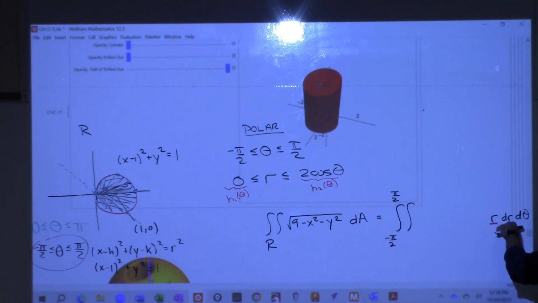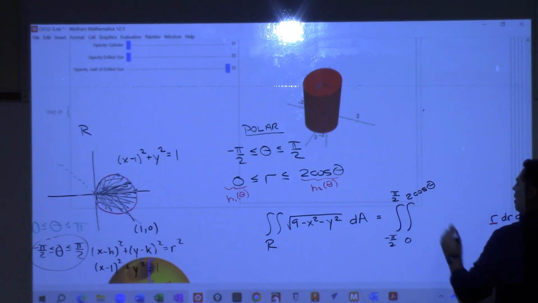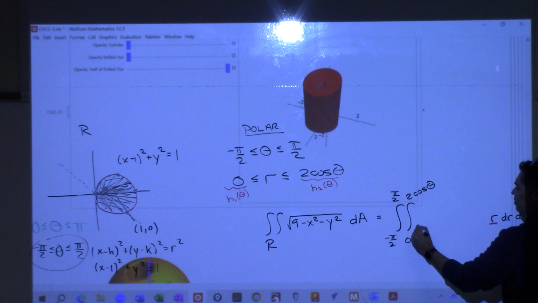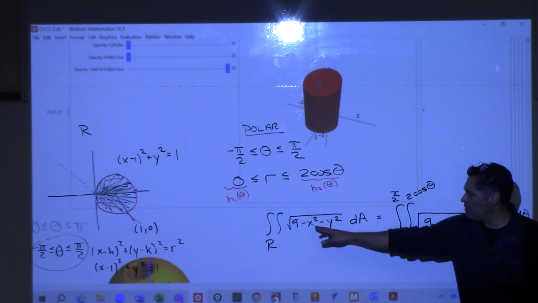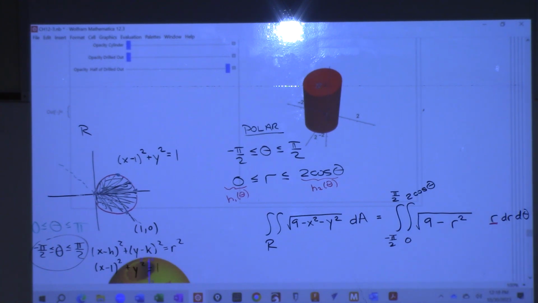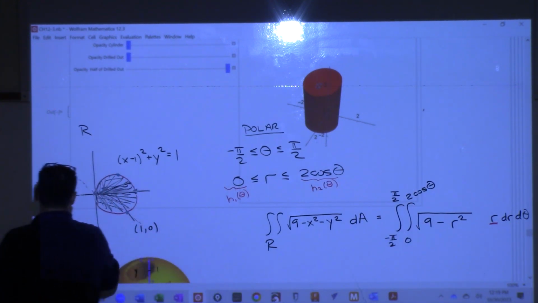What are our limits of integration on r? 0 to 2 cosine theta. And then the thing I'm integrating, square root of 9 minus r squared. Kind of the same thing from before, right? Replacing the minus x squared minus y squared with minus r squared. Could you integrate this with respect to r? I think so. Basic u sub, right? And then you're going to replace r with 2 cosine theta and 0 and then integrate that with respect to theta. So that's the setup of the integral.